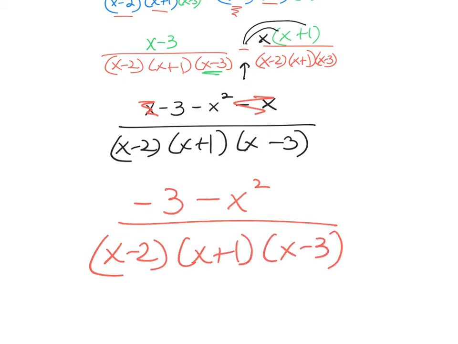Now, some people are going to be tempted and think that you could cancel that x minus 3, but you cannot. The only way you could have canceled that is if you could have factored that numerator. I can't cancel anything. I'm done.